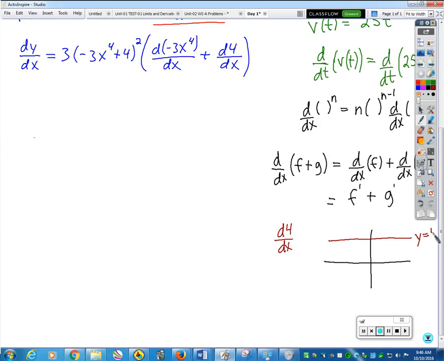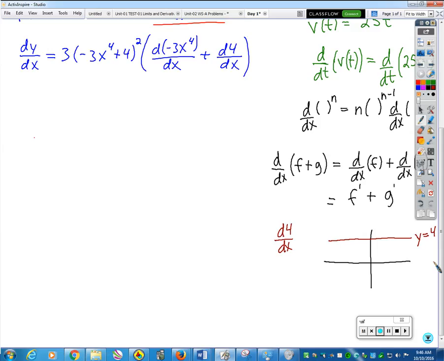Okay, Braden, stay with me. That's the function y equals 4. Somebody else: what does derivative mean, like we're taking the derivative of this function? Sarah? Perfect. Tangent, slope, tangent, slope.